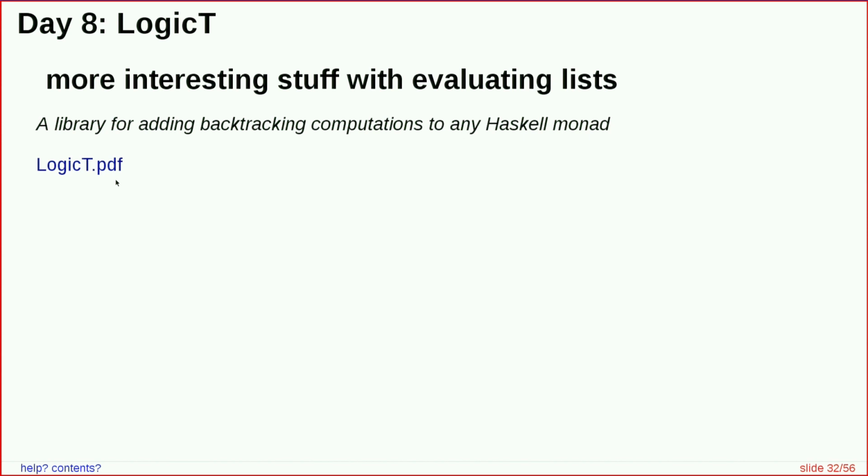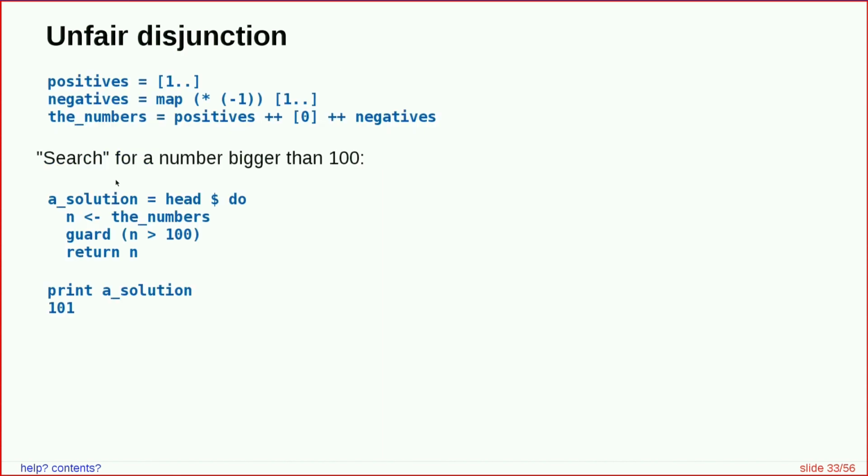I find there's a paper about this, which I find really hard reading. I find all of Oleg's stuff really hard to read, but it's kind of interesting. So I'm not really going to explain how logic T does what it does, but I'm going to give you a motivating case for what we're trying to do. So I'm going to set up some numbers. I'm going to have all the positive numbers. I'm going to have all the negative numbers.